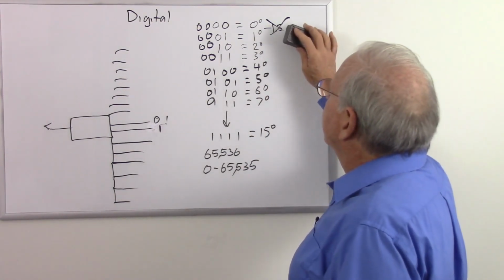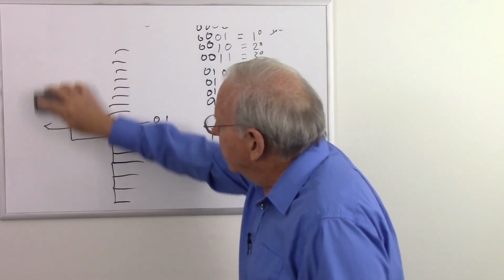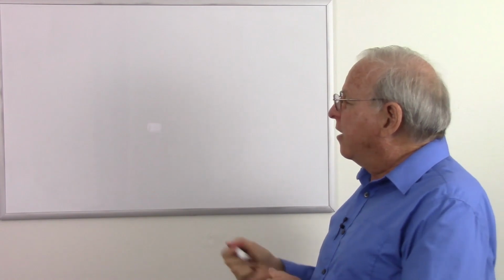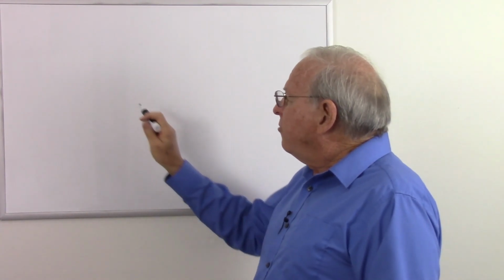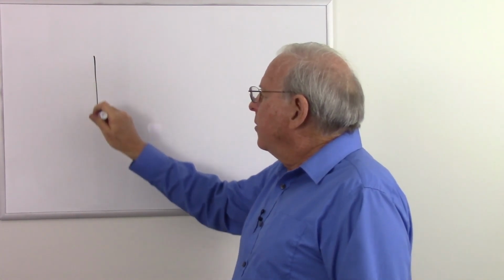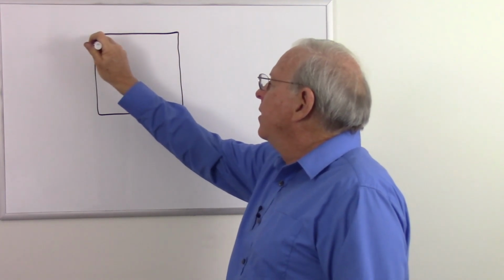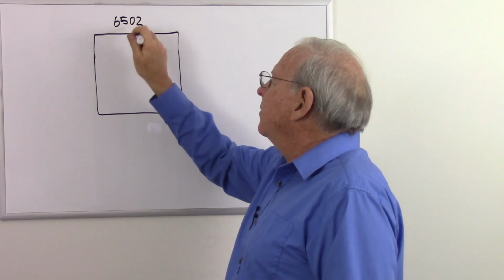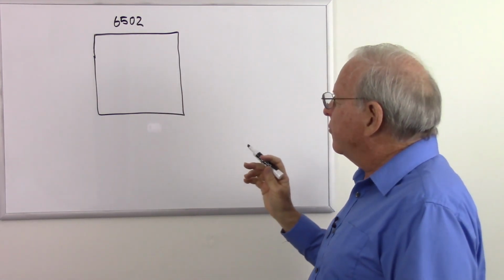I want to talk a little bit about how a digital computer works, and we'll compare that to an analog computer, and then we'll take a look at the advantages and disadvantages. So a digital computer, I'm going to make a little drawing here of a programmer's model of a 6502 processor. Why? Because I've actually programmed that processor.